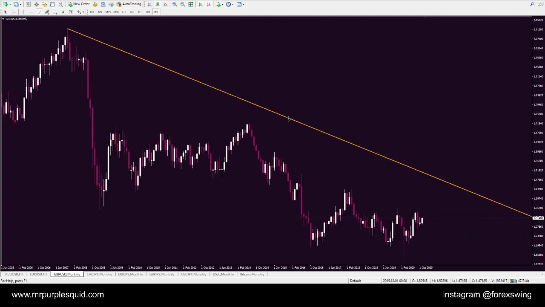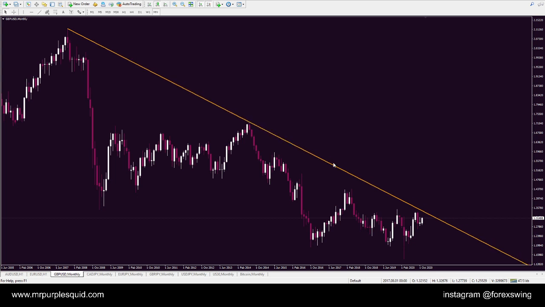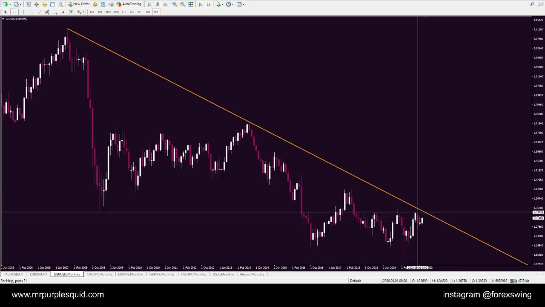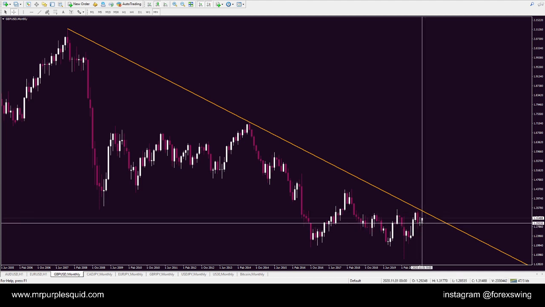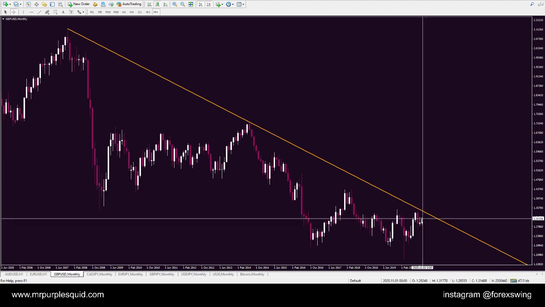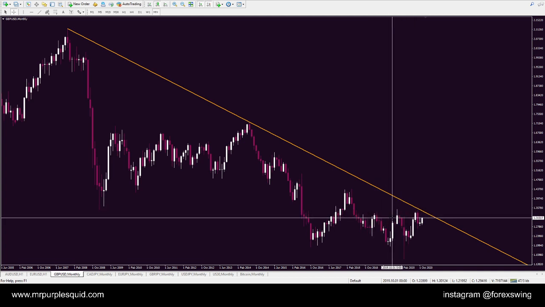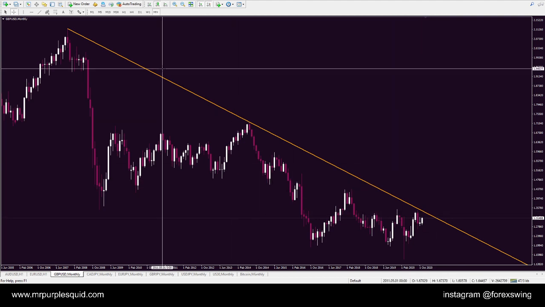So moving on to GU. All right. Basically the same. All right. So we are at a bearish trend line and price is approaching the trend line for the second time. And also note that price is at resistance here.